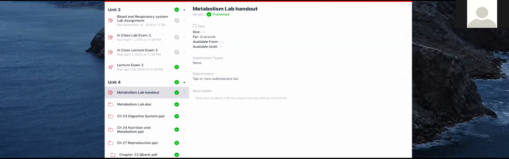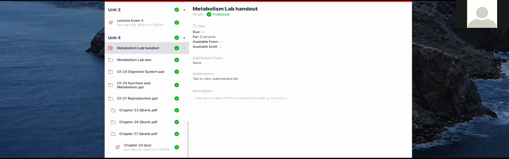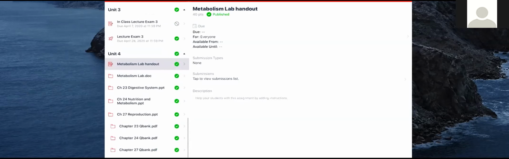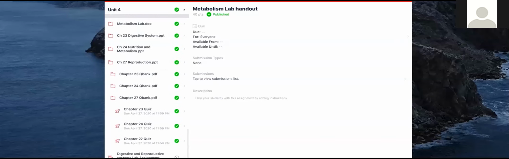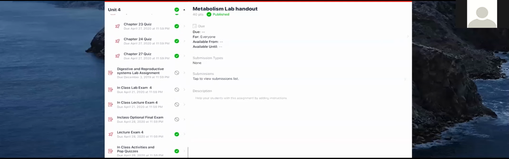Any questions concerning the structure, the modifications on here? Again, for the metabolism lab handout, you're going to be submitting this as a separate file directly to the metabolism lab handout under Unit 4. And the rest of the in-class activities that you have completed are going to be submitted separately, all together as a single file in the in-class activities and pop quizzes.